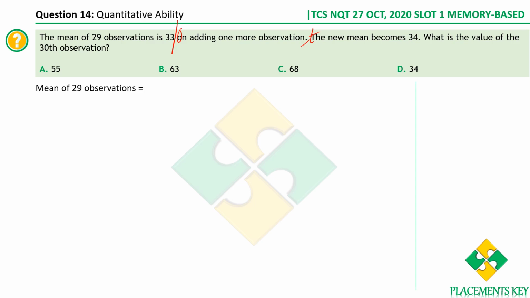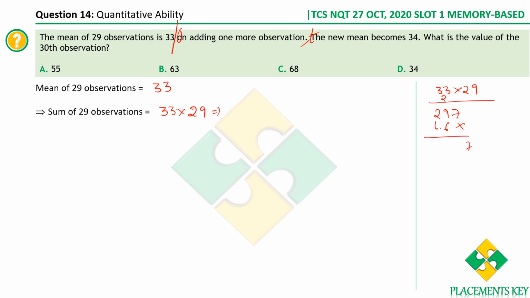Now we are given the mean of 29 observations is 33. Therefore what is the sum of 29 observations? Mean is sum by n, so the sum is mean into n. So you get 33 into 29. What is the value? 9 3 is 27, 9 3 is 27, 29, 236, so 7, 15 and then 9, so you get 957. So that is the sum of the 29 observations.